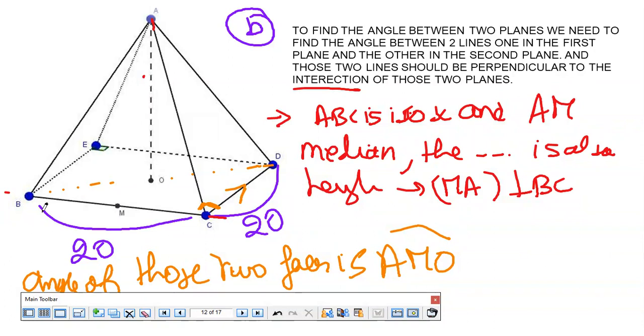Excellent. Do you have any line in the first plane that's perpendicular to BC? Yes, it's AM. Why is AM perpendicular to BC? Because it's a median in a right triangle, and the median is also height, so it's perpendicular to the intersection.